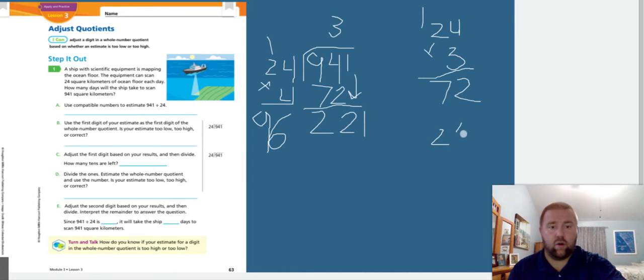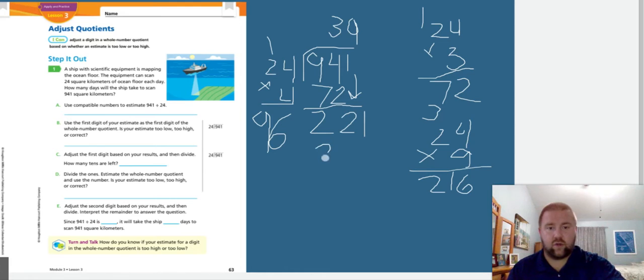So I'm going to do 24 and multiply it by 9. Sorry, it's not the prettiest looking problem, but you'll understand. 9 times 4 is 36. Here's my 6. Carry my 3. 9 times 2 is 18. Plus 3 is 21. So 9 is going to be the correct number there, right? So I get 39. All right.